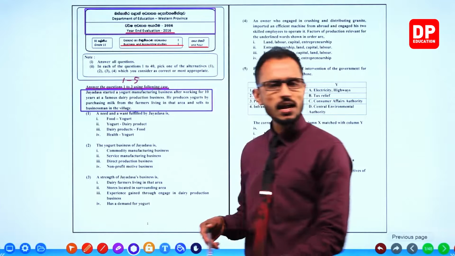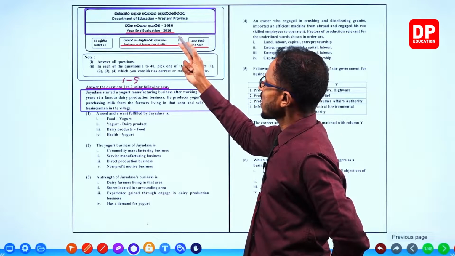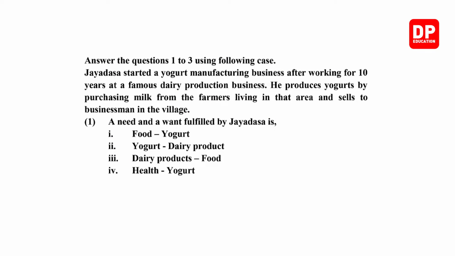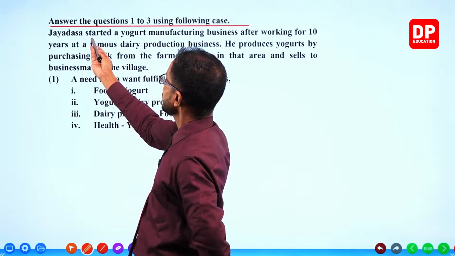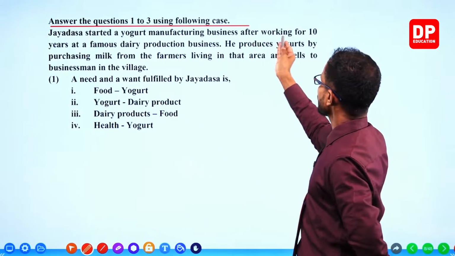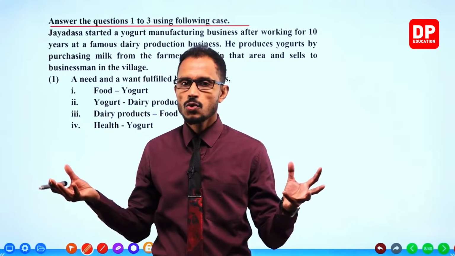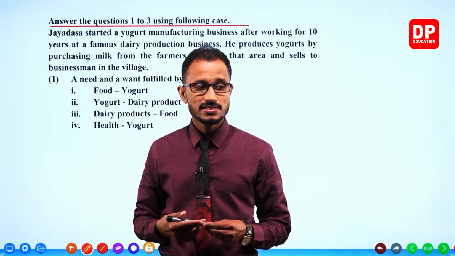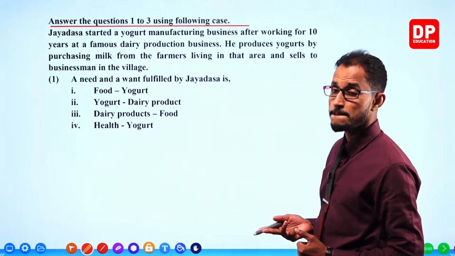Right. So, shall we start with the first question? This is the 2016 year-end third term paper of the Western Province. Let's go. First question. Answer questions 1 to 3 using the following case, the Jayadasa case. Jayadasa started a yogurt manufacturing business after working for 10 years at a famous dairy production business. Maybe Jayadasa was working in Highland Milk Co. Company, or a company like Highland or Milko, famous for their dairy products.